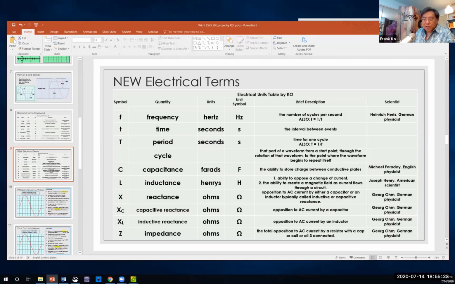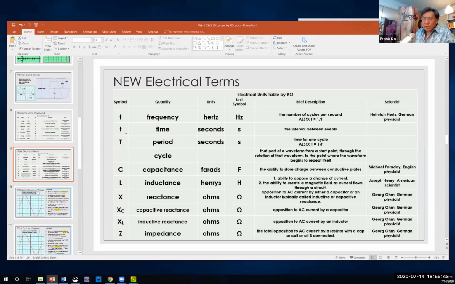The lowercase f stands for frequency, measured in what units? Hertz. And what is the symbol for Hertz? Capital H, lowercase z. What is the definition of Hertz? Number of cycles per second, and given to us by Heinrich Hertz, a German physicist.